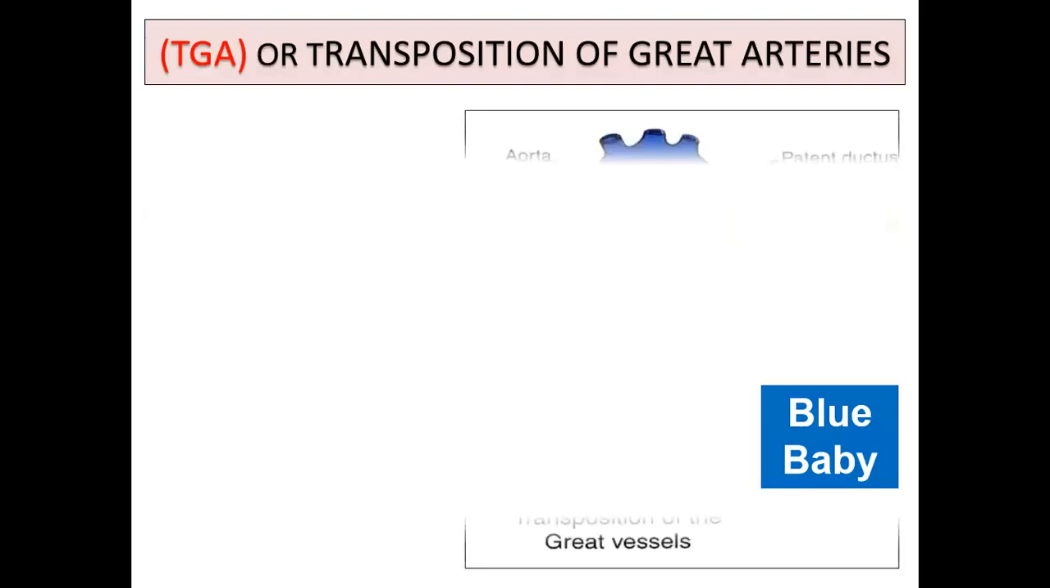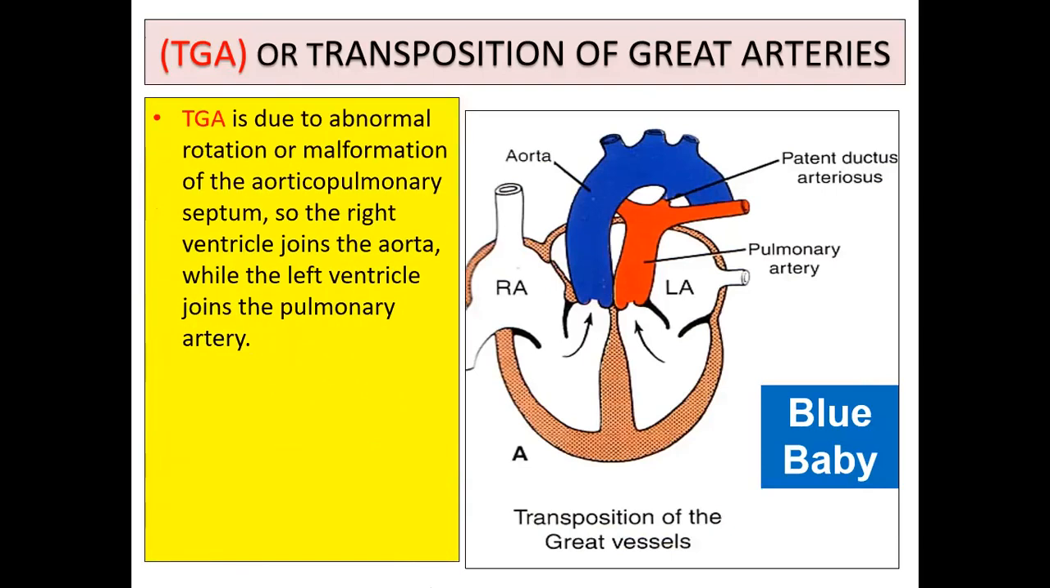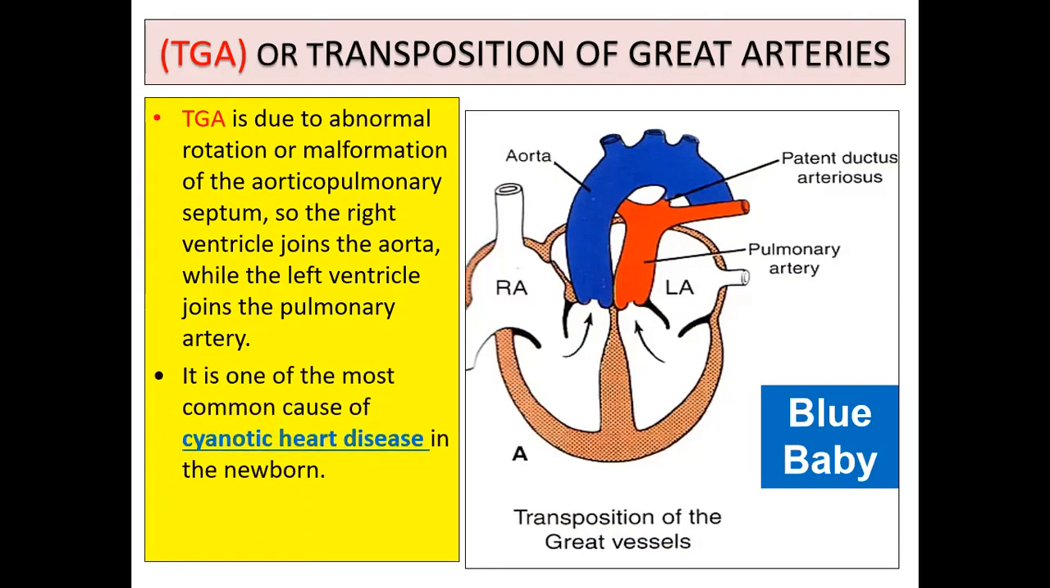There is also transposition of the great arteries, another common abnormality. It is due to abnormal rotation of the aorticopulmonary septum: the right ventricle joins the aorta, while the left ventricle joins the pulmonary artery. It is one of the most common causes of cyanotic heart disease in newborns. It is often associated with a septal defect and a patent ductus arteriosus.